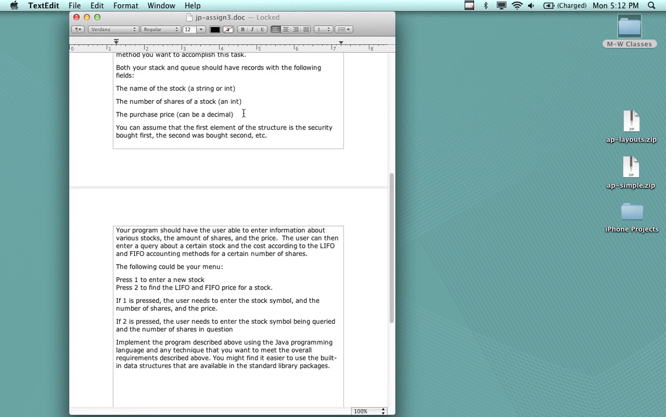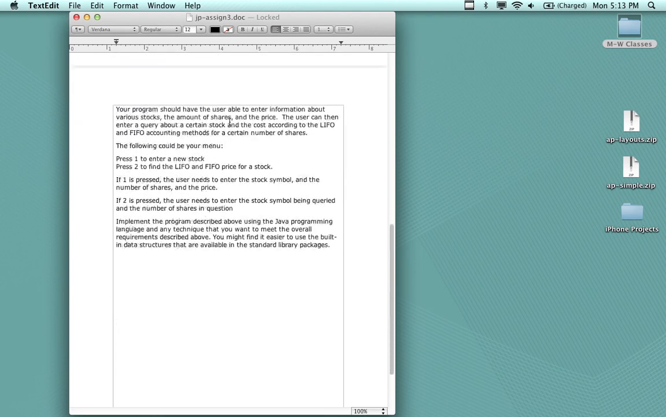And these would be like inventory items you're keeping track of. And you have the name, the number of shares, the purchase price of each one of those items, and put them into an array, perhaps, or maybe put them into a data structure that we could create. So you can assume that the first element of the structure is the security bought first, and the second one is the one that was bought second, and the third one was the one that was bought third. You can put them all in the same order.